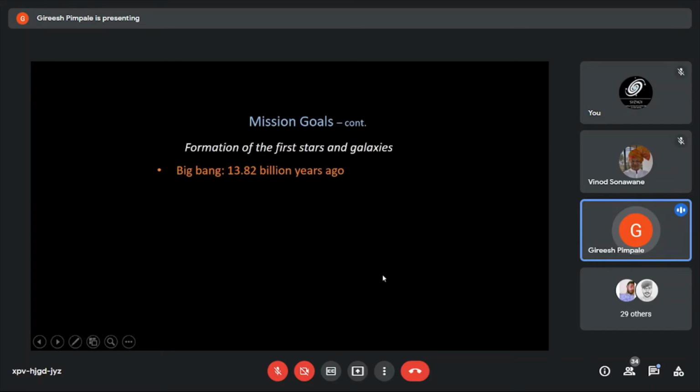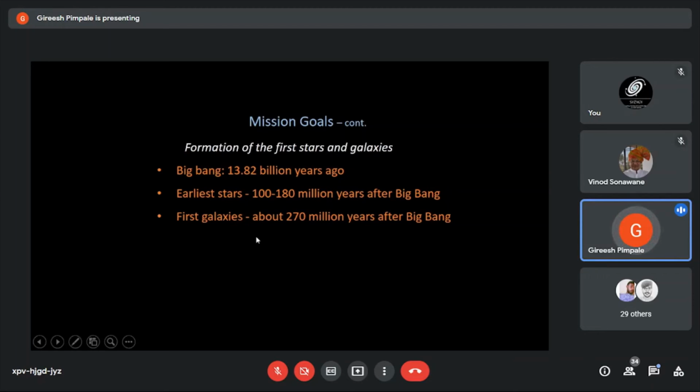Then formation of first stars and galaxies. As I have told you, Big Bang took place 13.82 billion years ago. So the earliest stars, the first stars about which I am talking, were formed 100 to 180 million years after the Big Bang. So this is the span which scientists have calculated. During this span, the first stars were formed.